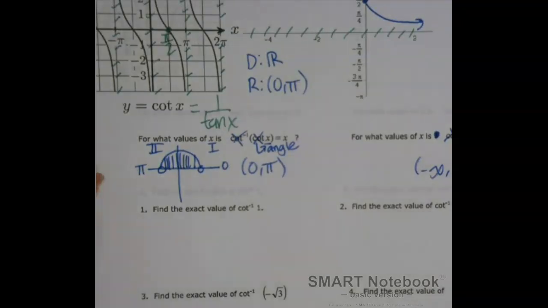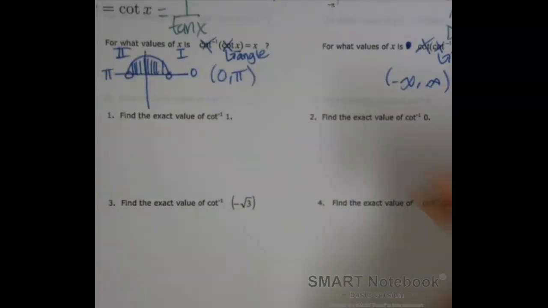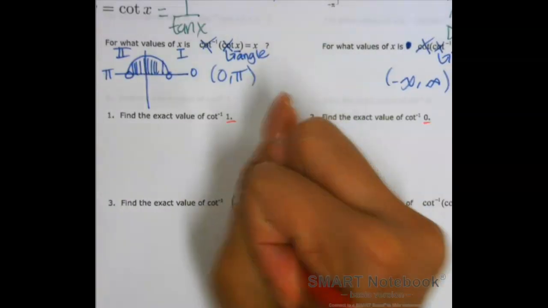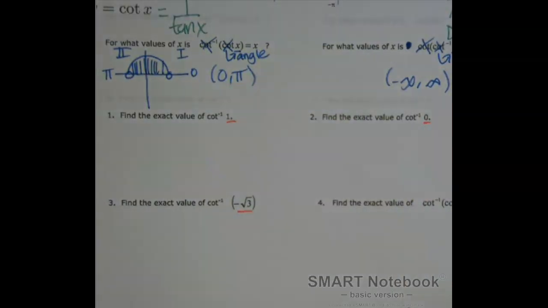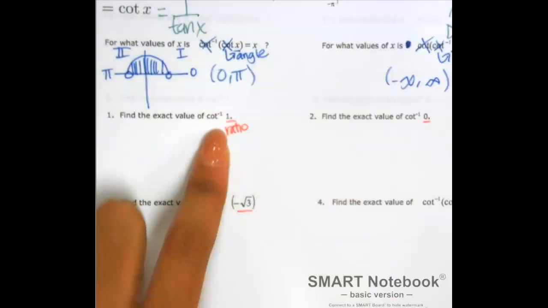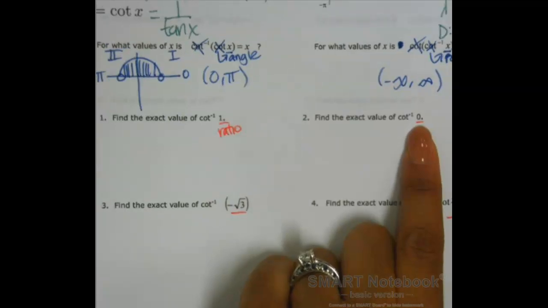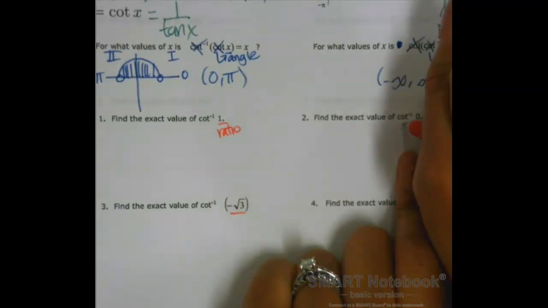So I'm going to do two things before we actually answer each of these questions. First, I want you to label the numbers I'm underlining. For instance, for 1, Joseph, is this a ratio or an angle? It should be a ratio. For 0, technically 0 can be a what, Joseph? Ratio or an angle. Technically it can be either one. So that's when we take a look at cotangent inverse.